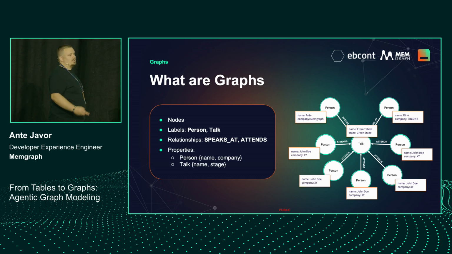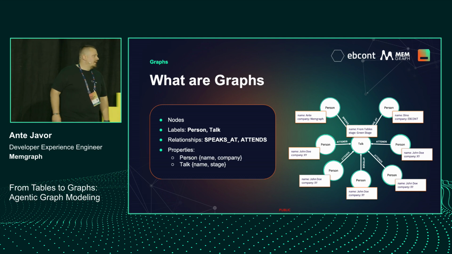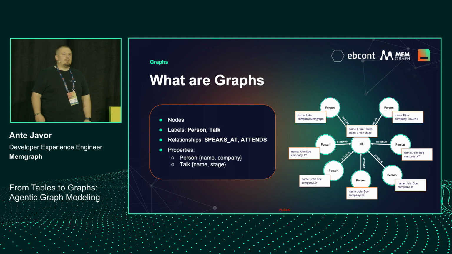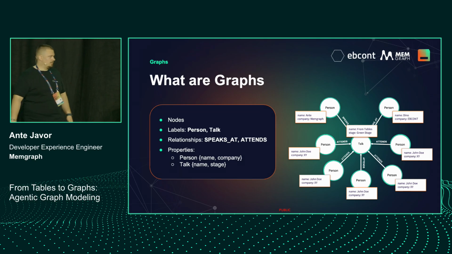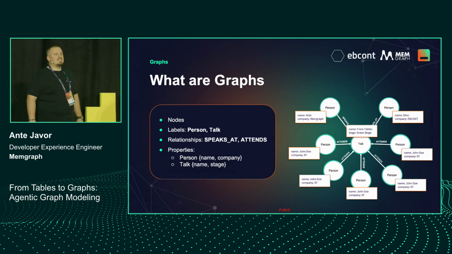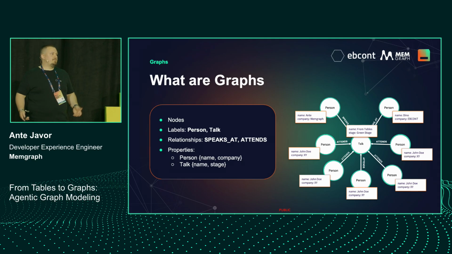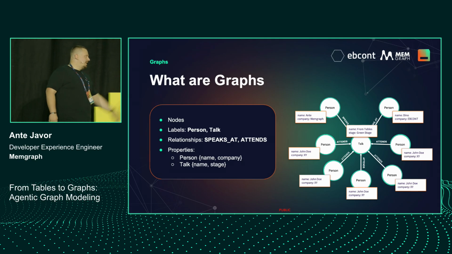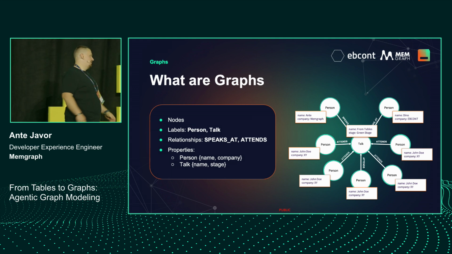And the last optional part of the graph is a property. For example, in our case, a person has a name and a company that they come from, and a talk has a name and the stage that it is performed on. Now that we all know what graphs are and are all on the same page, we need to store these graphs somewhere, right? And for that, we need graph databases. This is where my colleague comes in and tells you more about it.